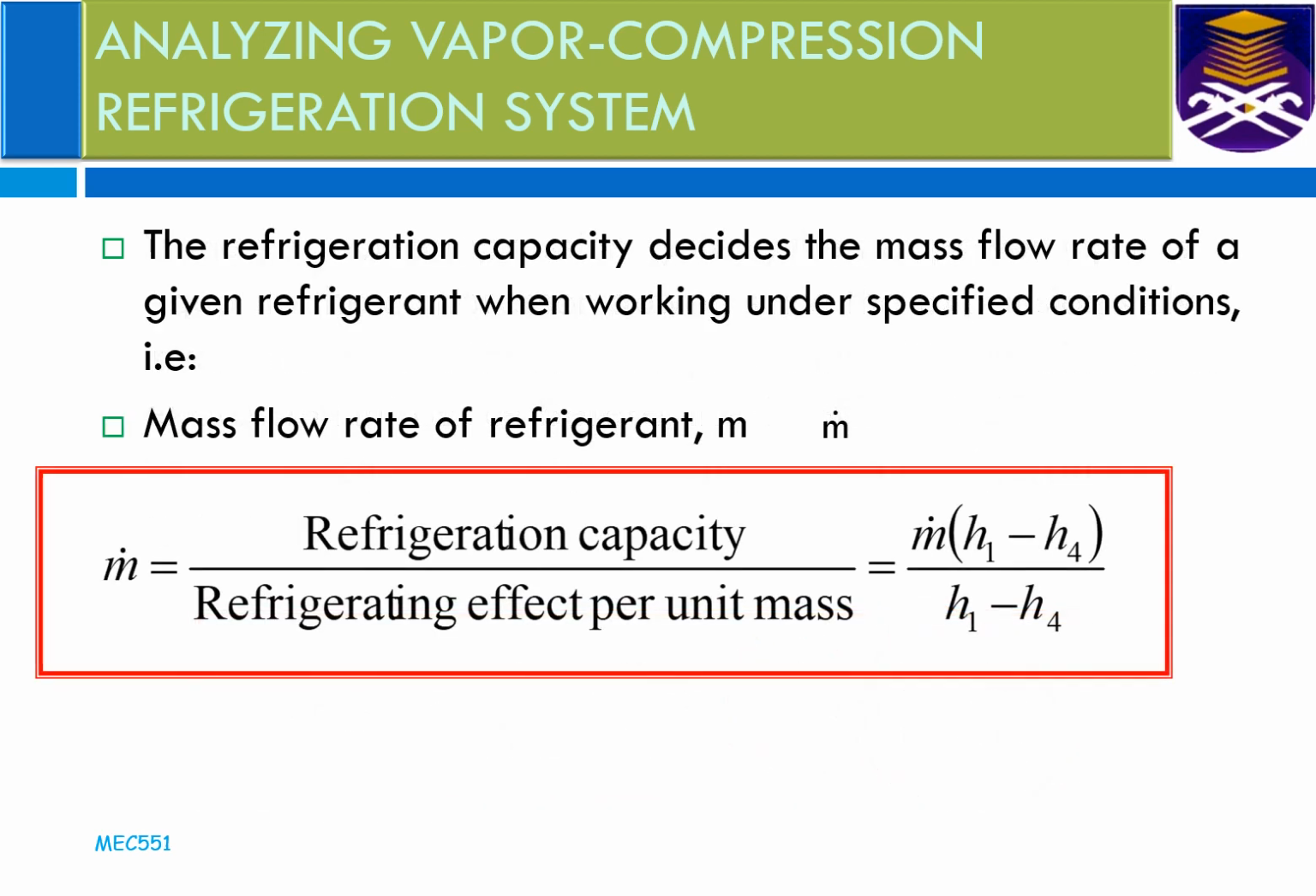The refrigeration capacity decides the mass flow rate of the given refrigerant when working under specific conditions. So the mass flow rate of the refrigerant is equal to the refrigeration capacity divided by the refrigerating effect per unit mass.